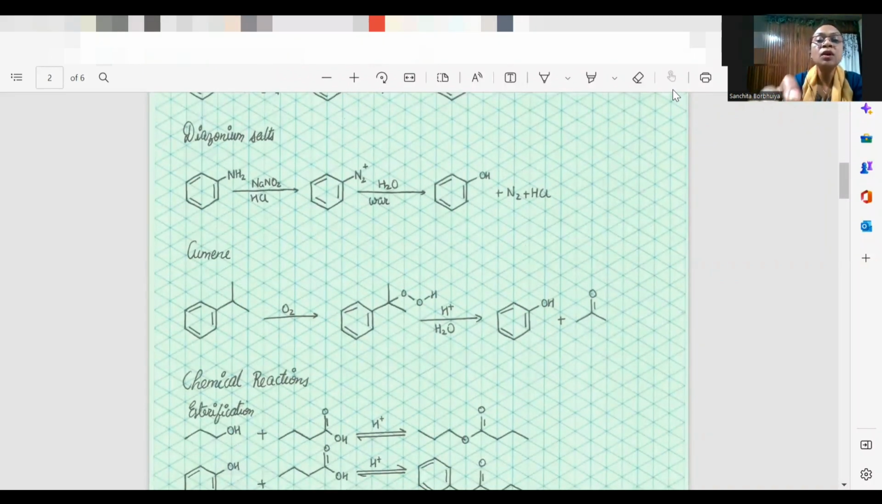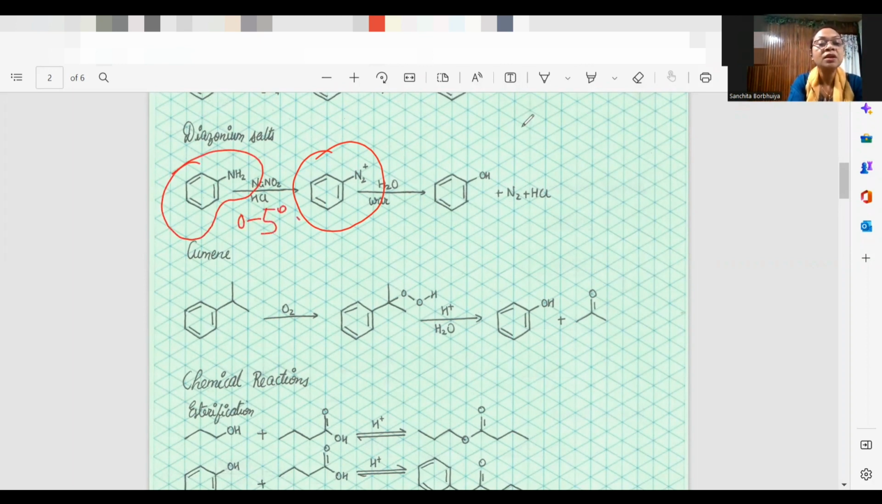So a diazonium salt is taken, and if you want to once again revise how the diazonium salt is prepared, it is prepared from aniline, and you use NaNO2 and HCl, maintaining a temperature of 0 to 5 degrees Celsius. You get the benzene diazonium chloride, and then you simply treat it with warm water. N2 being a good leaving group will leave as nitrogen gas, and you get phenol and HCl as the side products of the reaction.